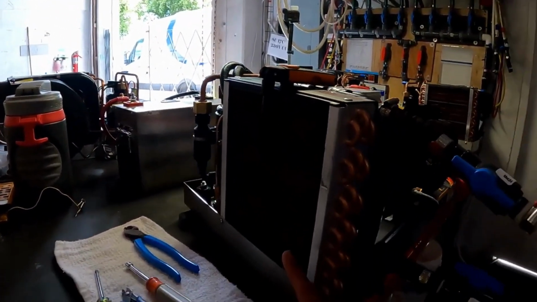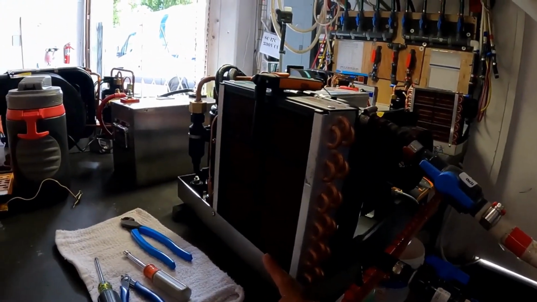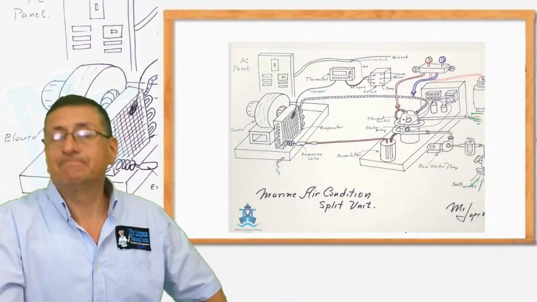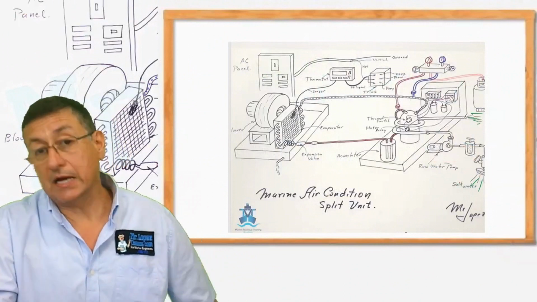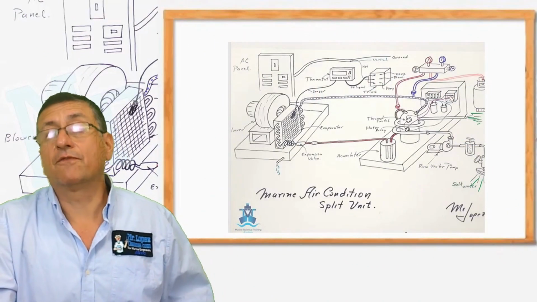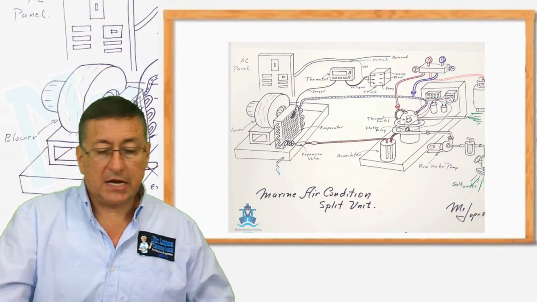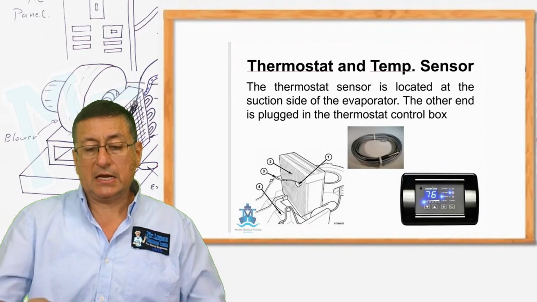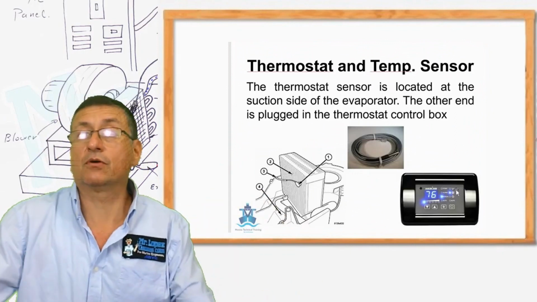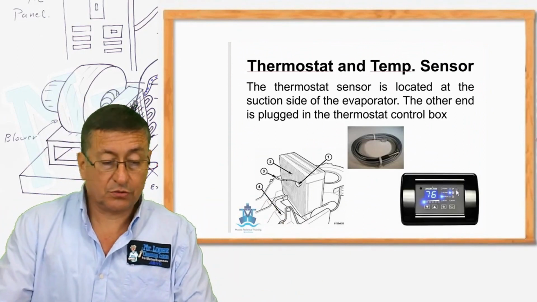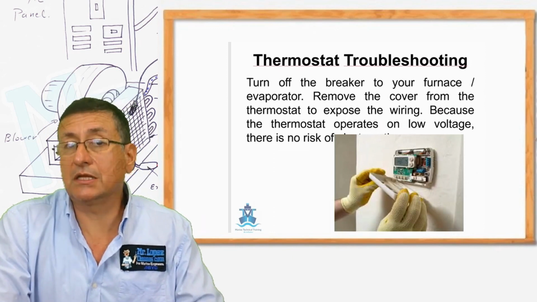Or here, a little separated from the unit. Yes, this is the sensor, and normally it's located in front of the suction side of the evaporator. And in that area is the location of the sensor. Now we are going to talk about the digital thermostat.